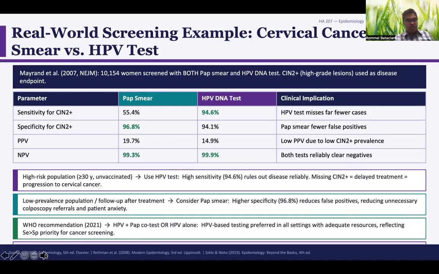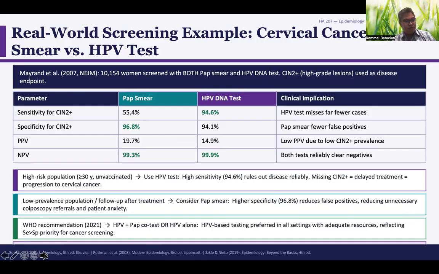But let's go back here. This is an old study in 2007, wherein they screened 10,154 women with both pap smear and the HPV DNA test. So the development of a high-grade lesion was used as the disease endpoint because these are the high-grade lesions that would require management or treatment. So what are the results?